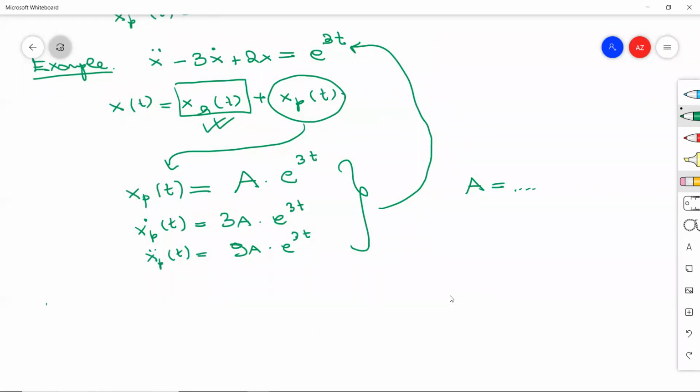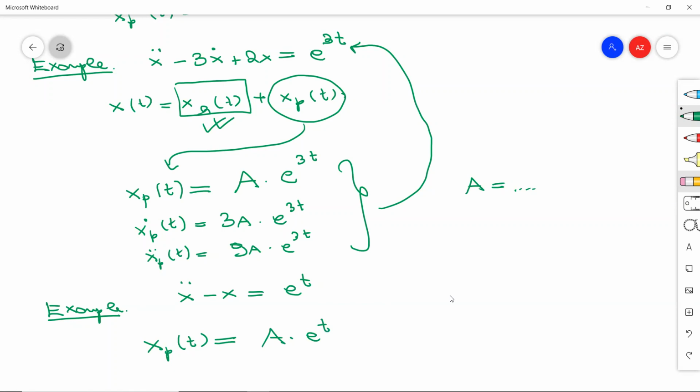And the last example is x double prime minus x is equal to e to t. So what would be the particular solution in this case? What would be the guess for the particular solution? A times, yeah, that's a good guess. A times e to t.